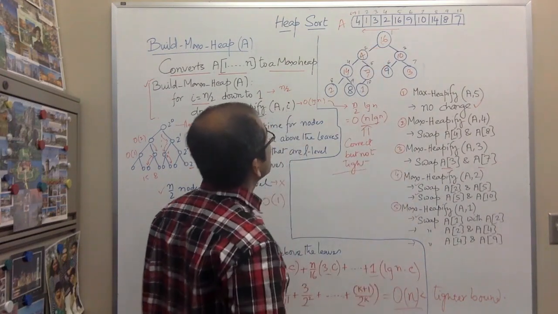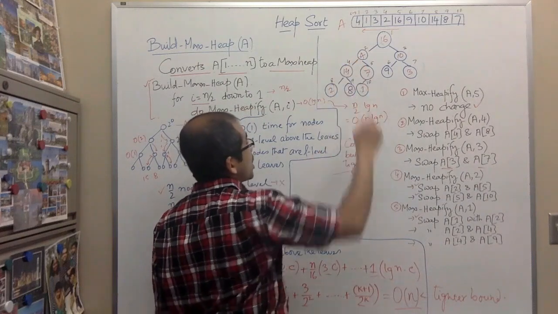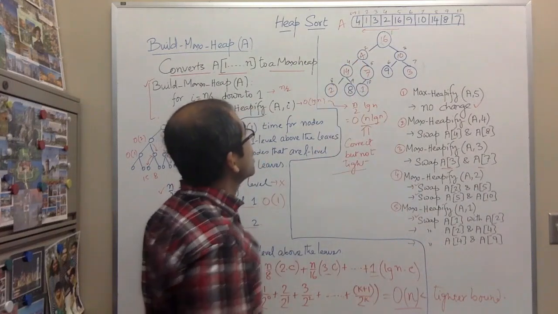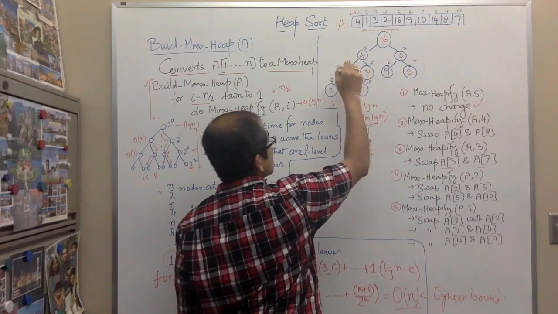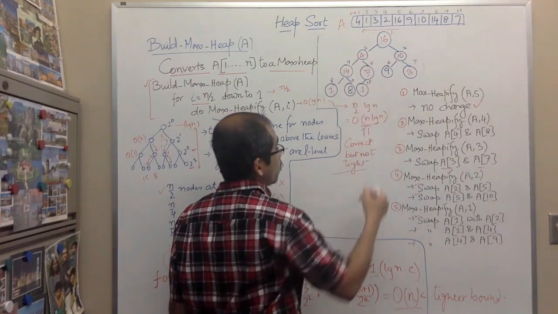Okay. Now you see, we check that 4 is actually again violating the max heap property. So among them, this is the highest. So we swap A2 and A4.